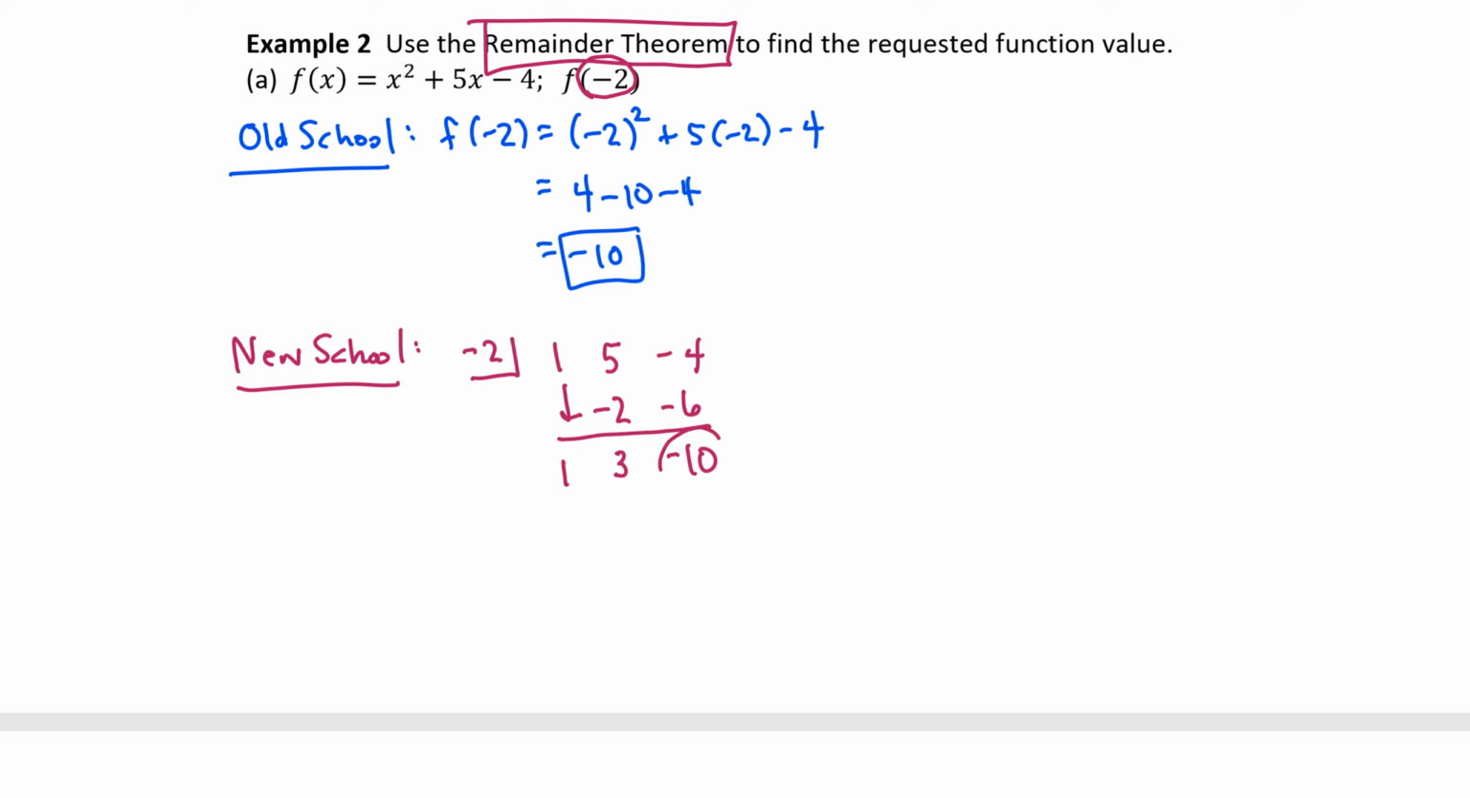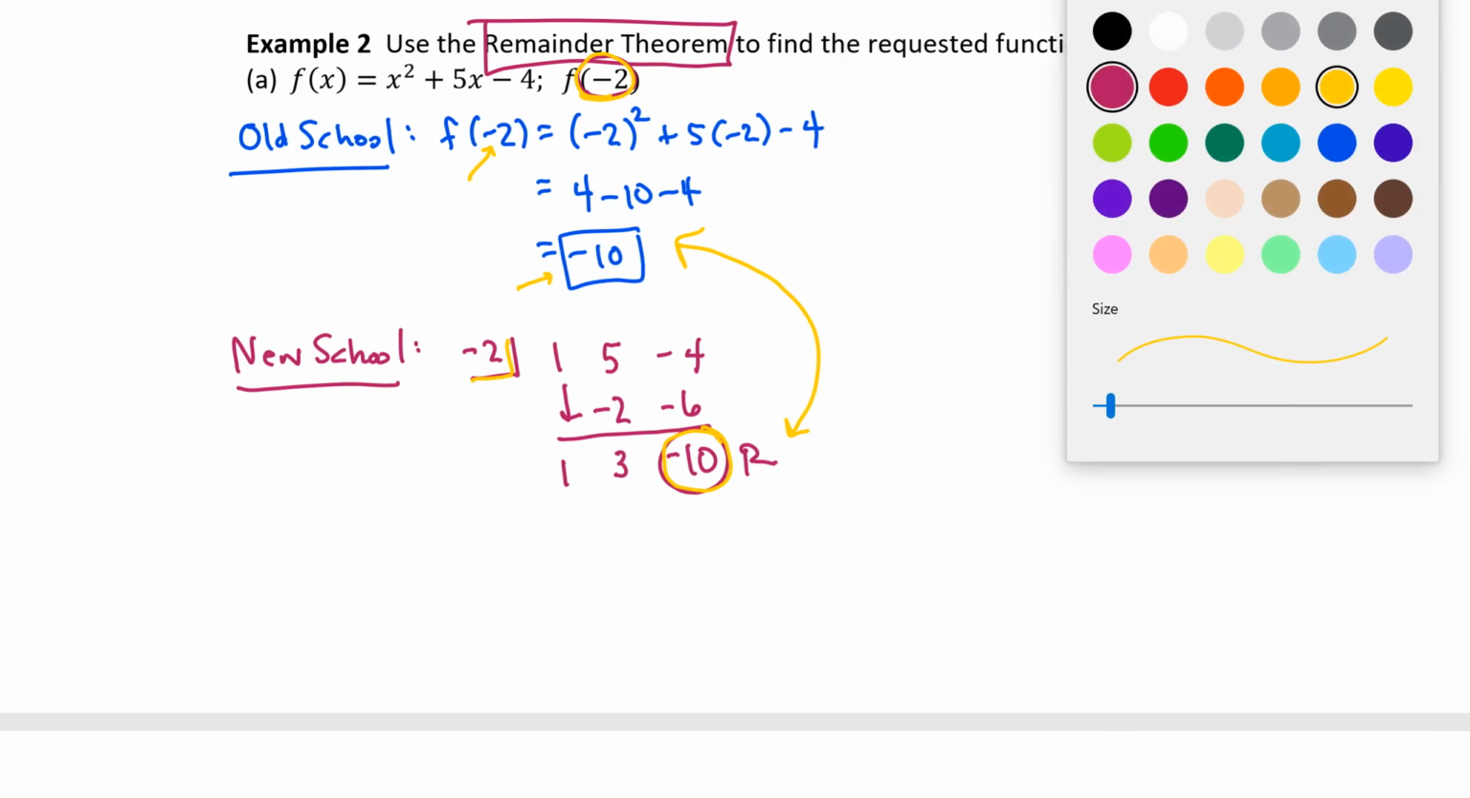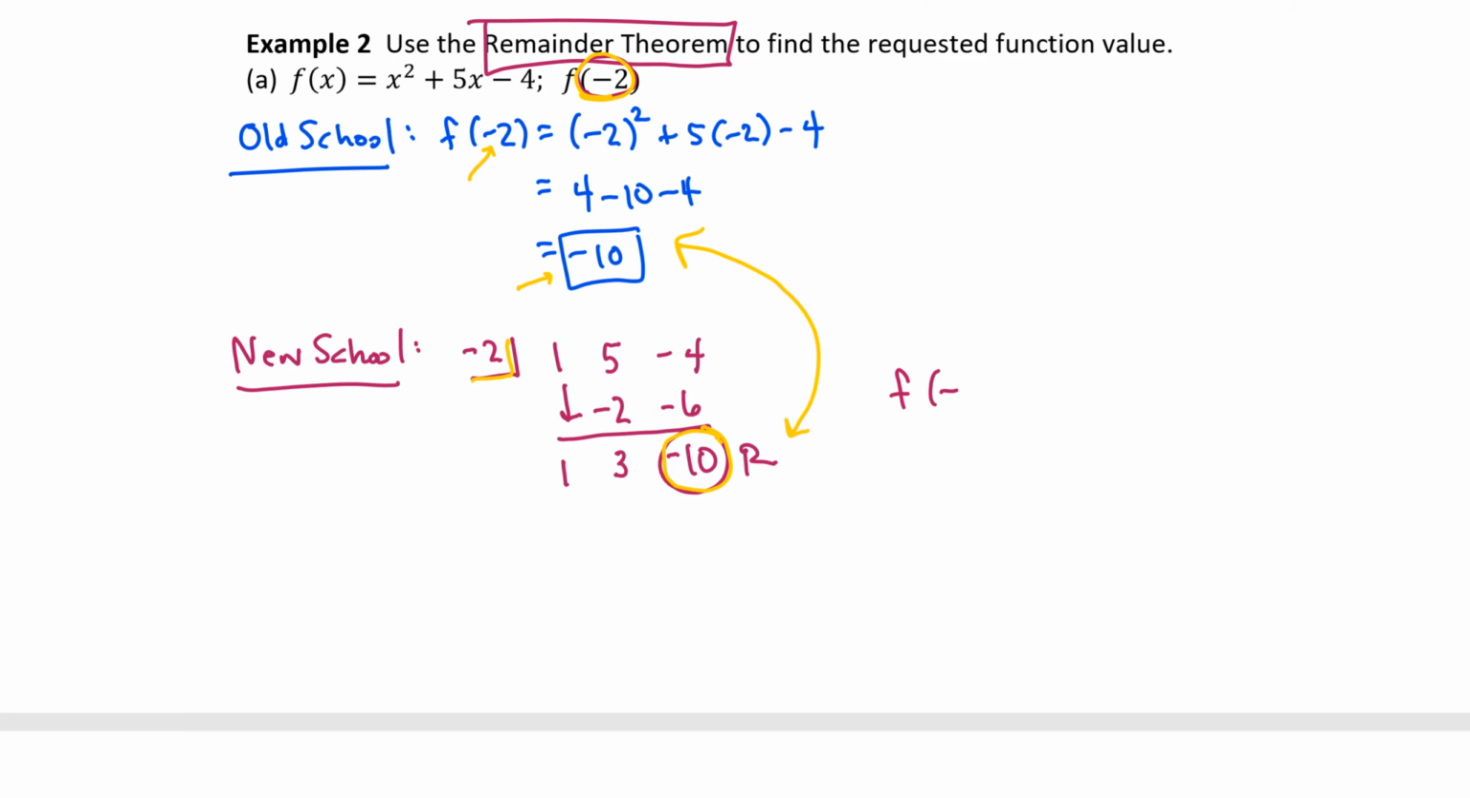Now, make an association between this spot, which is the remainder, and the answer we got on our old school approach. Notice those are exactly the same thing. So we're looking at a new way of working an old problem. To find f of negative 2, previously we just plugged negative 2 into the function and calculated the output. Now we're taking the argument of the function in our synthetic division process, and we're recognizing this last spot, the remainder, is the same thing as the function value. So we can say, therefore, f of negative 2 equals negative 10.